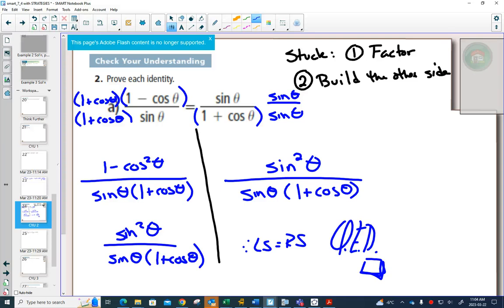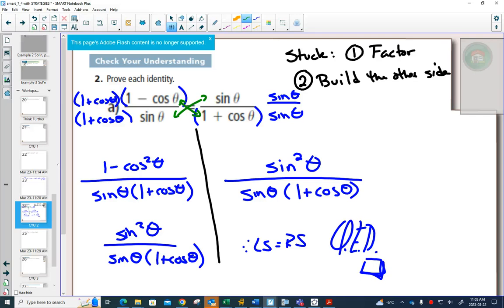Recognizing when are the best places to use the build the other side. If you look at your original question, and along the diagonals, you have conjugates. In other words, a difference of squares kind of idea. See how I have a 1 minus cos theta and a 1 plus cos theta on the diagonal there? And on the other diagonal, I have sine theta. If the two diagonals seem to make one of these three, sine squared plus cos squared equals 1, or tan squared plus 1 equals secant squared, or cotangent squared theta plus 1 equals cosecant squared theta, that might be a hint that the build the other side strategy would be really quick.